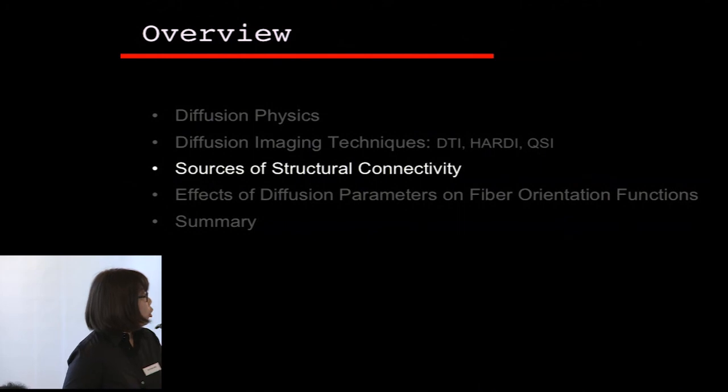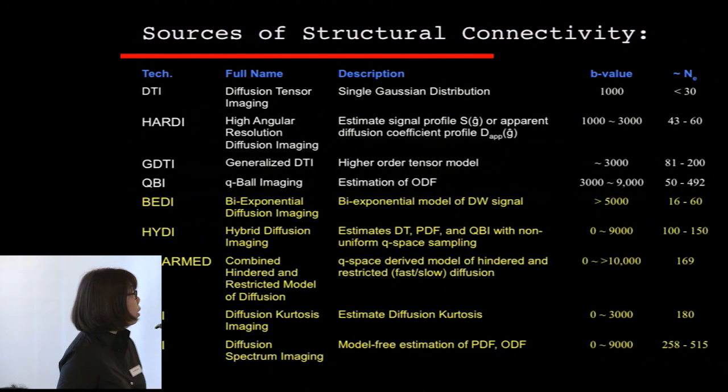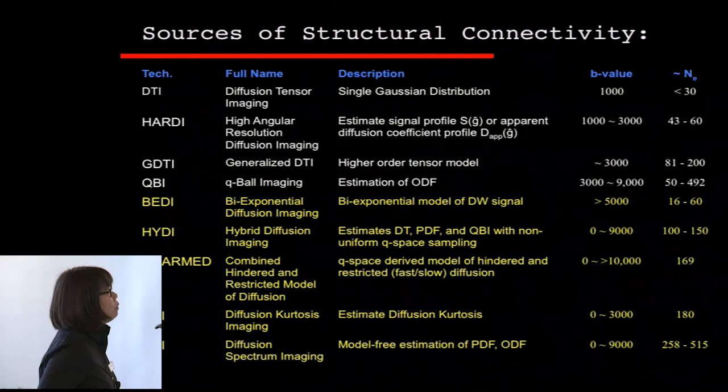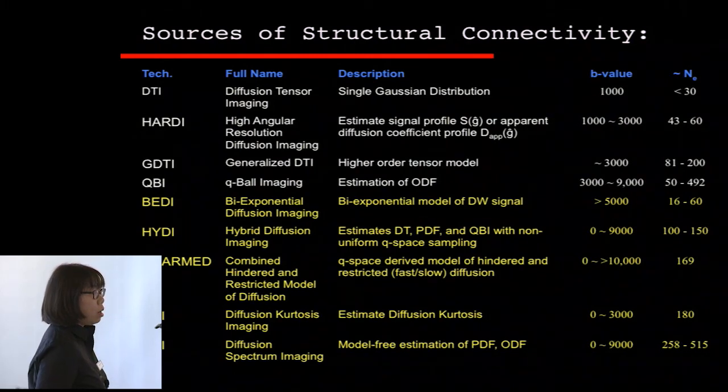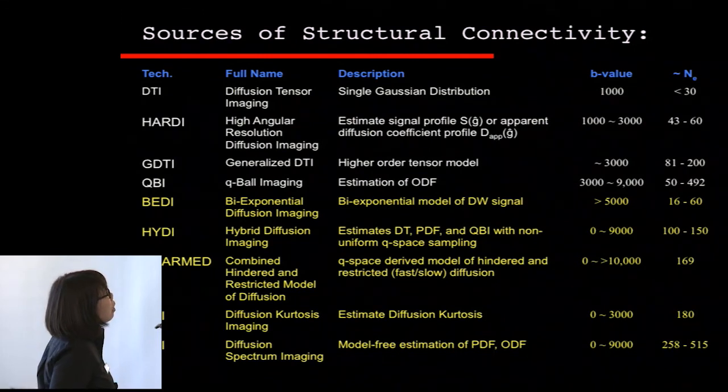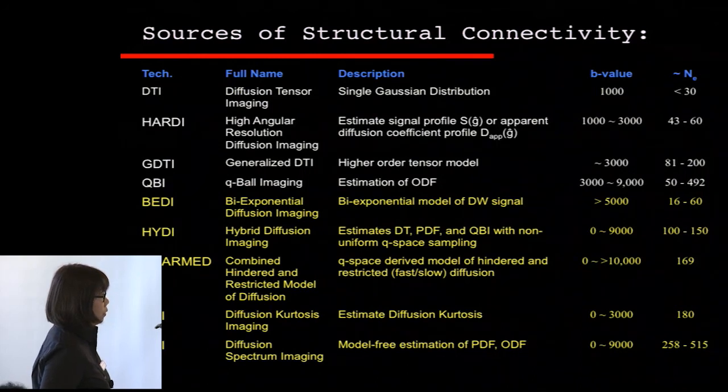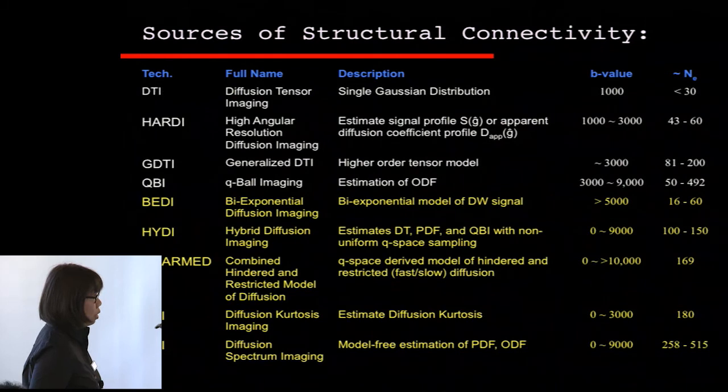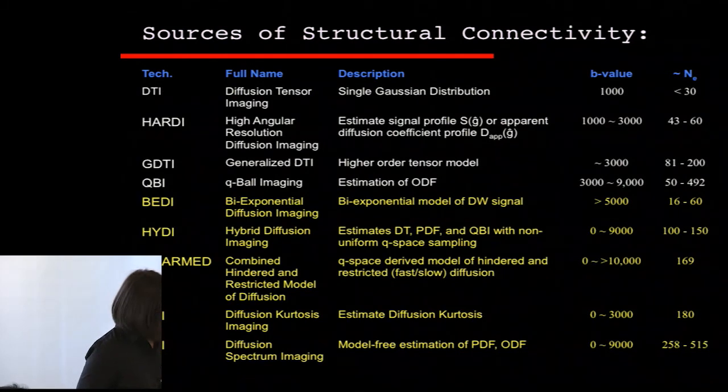So I'll switch gears to the sources of structural connectivity. This is a summary of those techniques that use maybe more directions or higher B values and hope to obtain this more sophisticated directional information. White is acquisition at a single B value, and yellow is at multiple B values. And I also list their preferred B values and the usual number of diffusion weighting gradient directions.